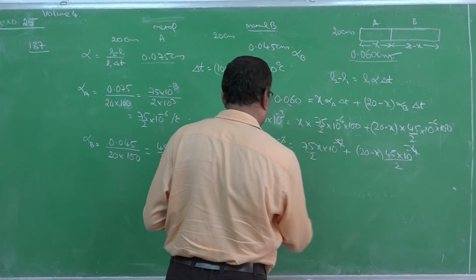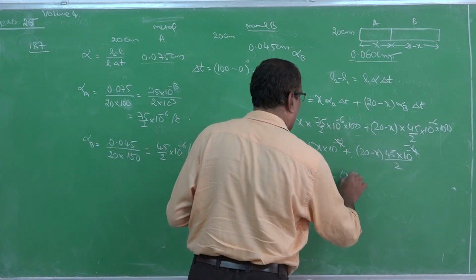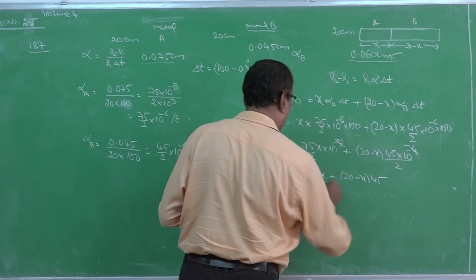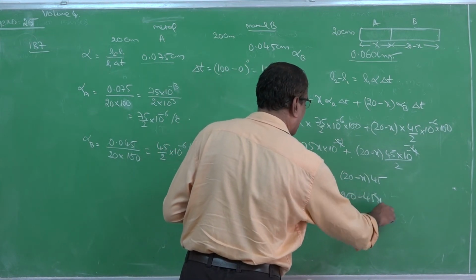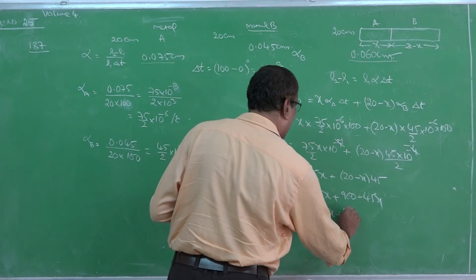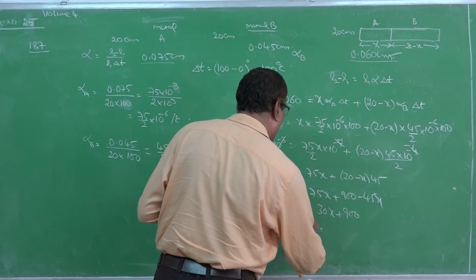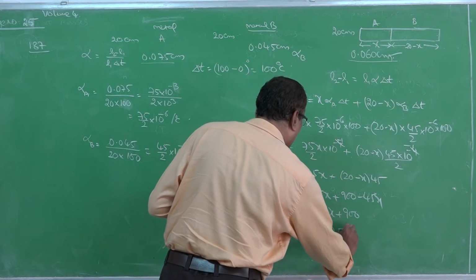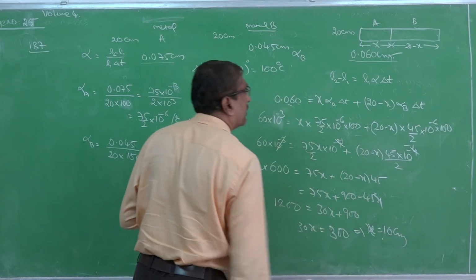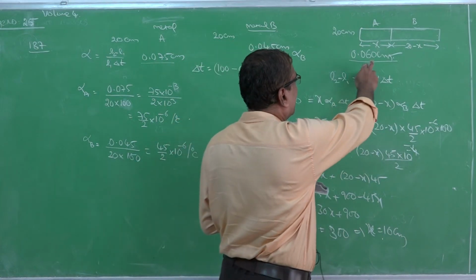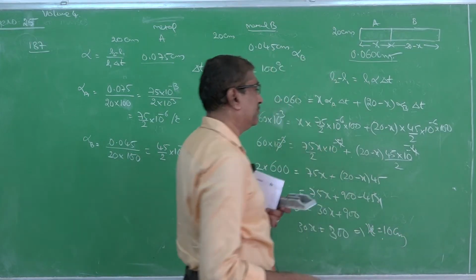75/2, okay, 2 into 75x + (20 − x) × 45, that is 75x + 900 − 45x, that is 30x + 900 = 1200. So 30x = 1200 − 900, that is 300, x = 10, so 10 centimeters. That means to have this expansion, the part of A in this particular metal is 10 centimeters.